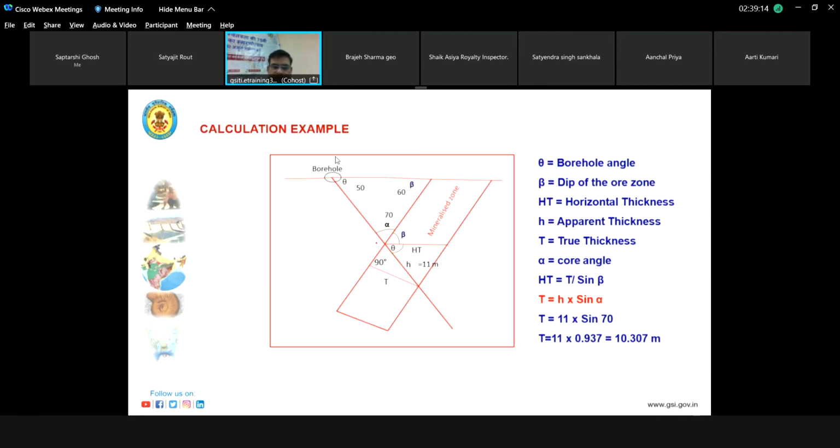For calculation, it is a pictorial only. This is a borehole, this is theta, your borehole angle, this is beta, your mineralization angle. Then you have to calculate this horizontal thickness if you are calculating your resource estimation through level section. And for cross section, you have to calculate this T. There are two thicknesses. For true thickness, it is S sin alpha. This S is your borehole, the apparent depth you are cutting along the mineralized zone. Core axis angle, right? Then your ST you can also calculate. It is T by sin.